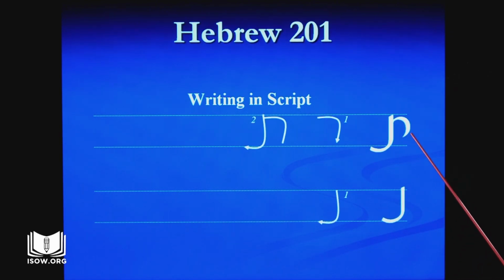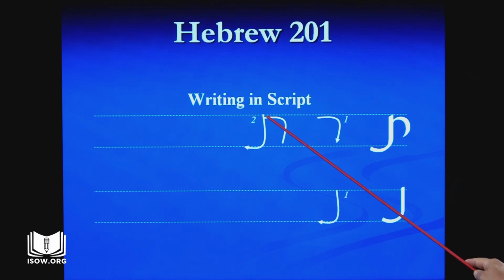All right. The next letter is the letter Tav, and this is the way it's going to look in script. It looks similar to the letter Tav in its block form, but there are distinctions. So to write it, we're going to start up here. We're going to curve it around. It almost looks like the letter Resh at this point. But we're going to come over here.